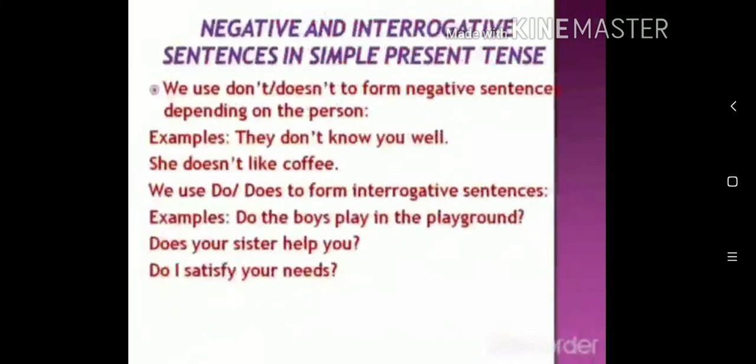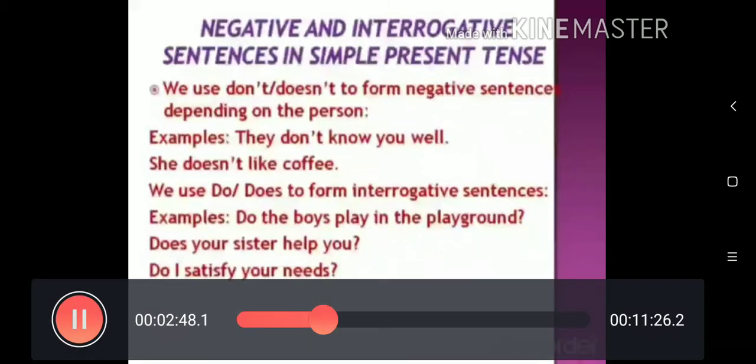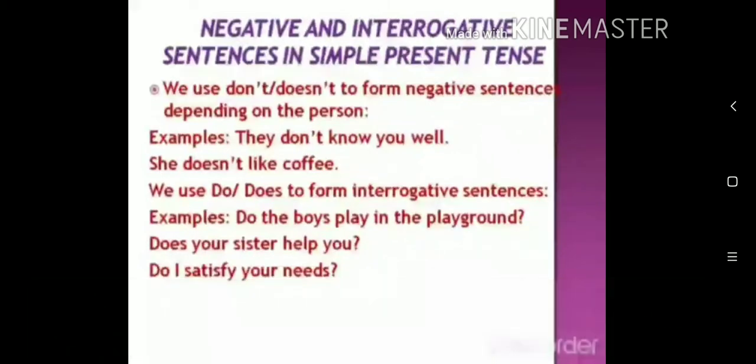Negative and interrogative sentences in simple present tense. We use don't or doesn't to form negative sentences depending on the person. Examples, they don't know you well. Don't is used with plural noun or pronoun. They is a plural pronoun, so don't has been used here. She doesn't like coffee. She is the singular pronoun. That's why doesn't has been used.